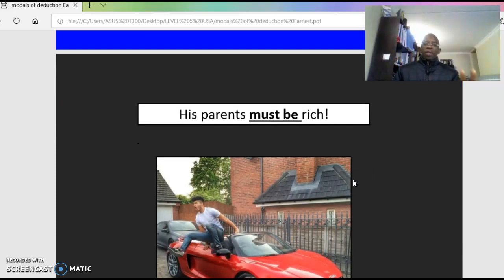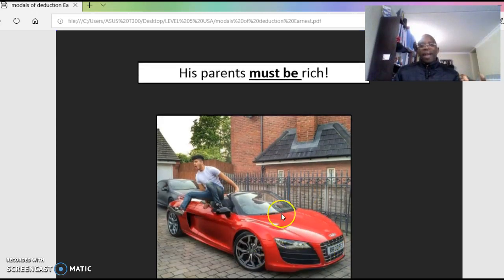Then another example could be: his parents must be rich. There is evidence for that, because when I look at this type of car, it can really be an expensive car, not just anybody can afford this car. Typically, the guy comes from a well-off family or a wealthy family. Therefore, I'm completely sure, 100%, that from what he has, there is a fact. And that's why it's something that is true.